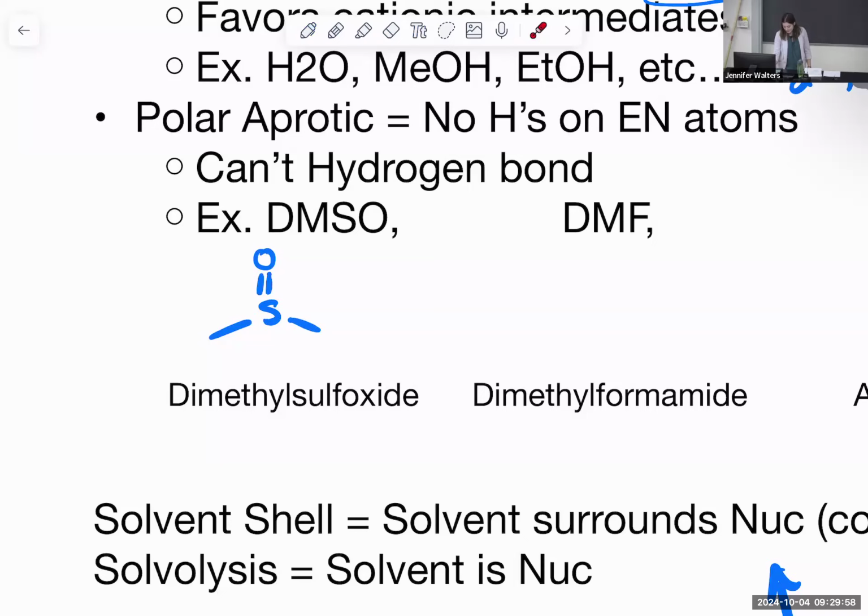I don't have any hydrogens on electronegative atoms. All of my hydrogens are on carbon. It's not electronegative. They have very similar electronegativities, so they are nonpolar bonds. So there are no delta positive hydrogens on DMSO.